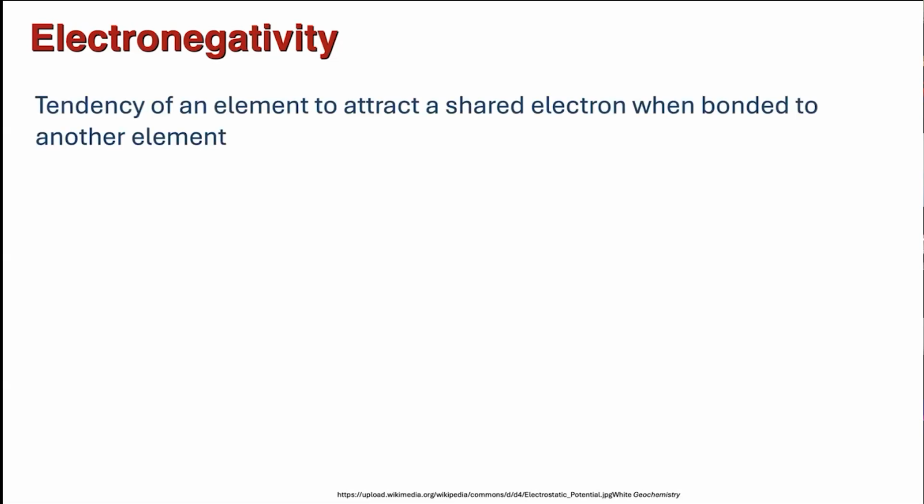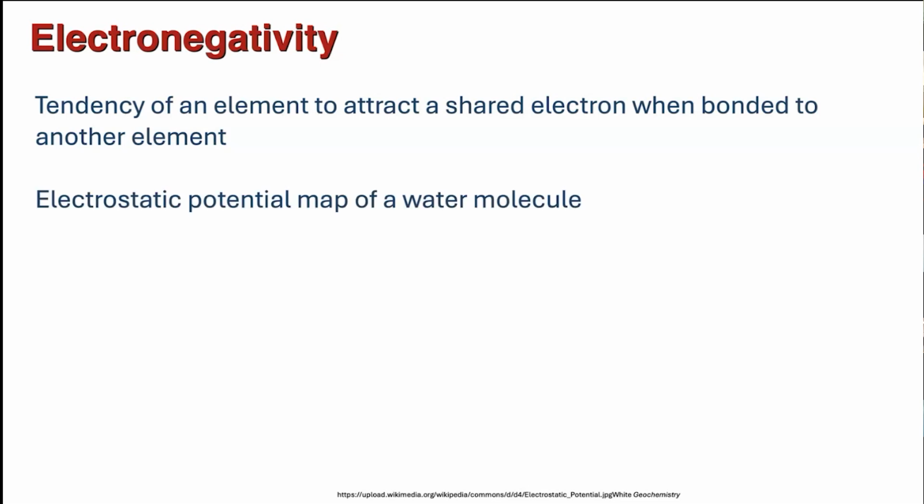Okay, and then that brings us to a concept called electronegativity. And so what's electronegativity? It's the tendency of an element to attract a shared electron when bonded to another element. Right? So if we think in terms of attraction, a cation gives up an electron and an anion receives the electron, then presumably the anions have higher electronegativity, and that's what we'll see.